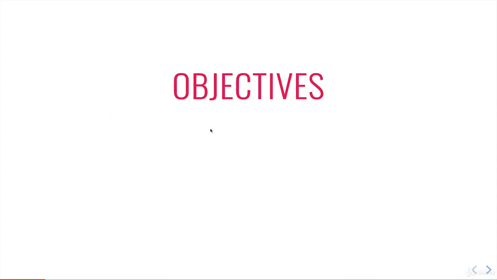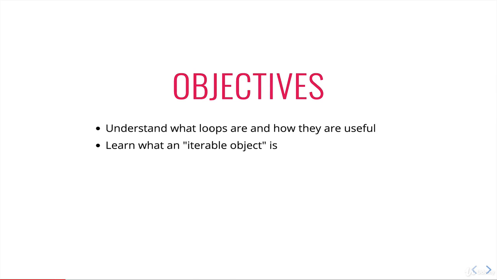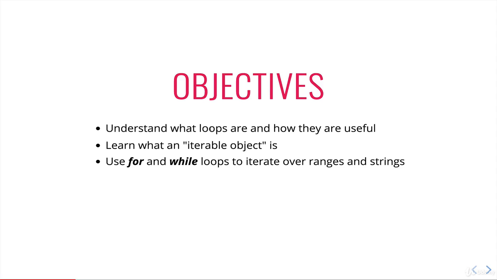Okay, so let's talk about our objectives, and then we'll get into the code. In this section, we want to understand what loops are and how they're useful. We've talked about it a little bit, but we'll also continue to discuss what they are. And there's a couple types of loops we'll see. So we'll talk about what an iterable object is. When I said there's a collection of data that we will loop through, repeat something for every item, that has to do with iterable objects. Then the two loops we're going to learn are for loops and while loops.